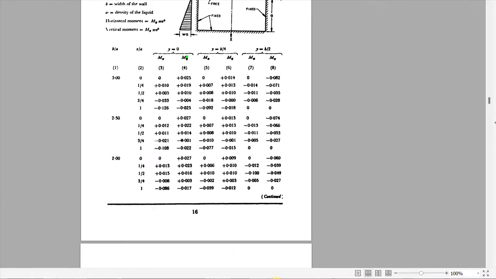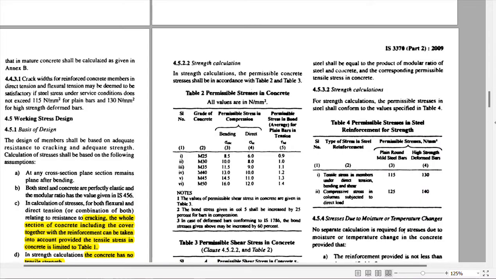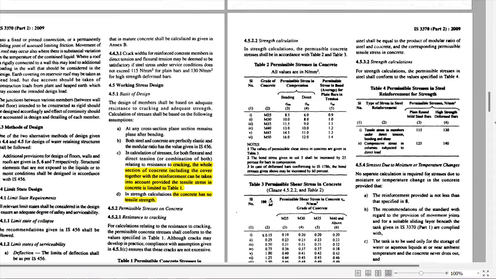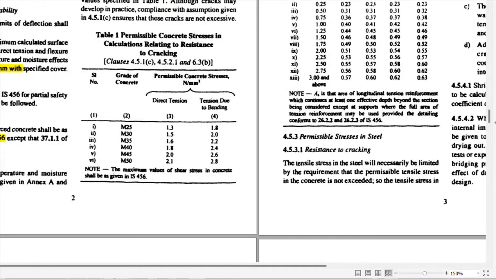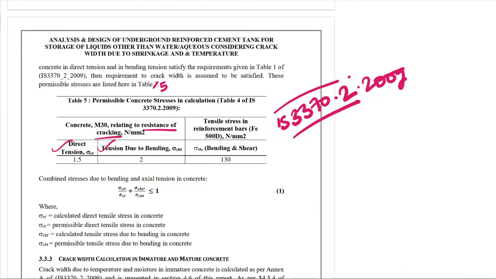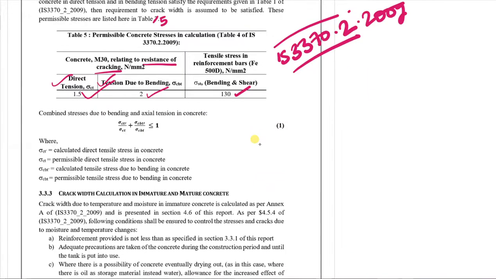Actually, this is the table of resistance to cracking. If you see this in IS 3370, then only you will understand. This is table 1 of the IS. You see these permissible concrete stresses in calculation related to resistance to cracking. For M30, it is 1.5. For the tension due to bending, it is 2.0. This table is obtained from the previous version of IS 456, not the 2000 edition. So we have taken it from this table.